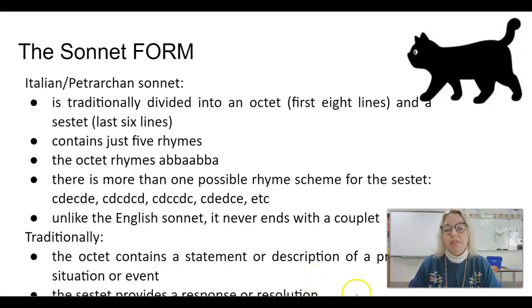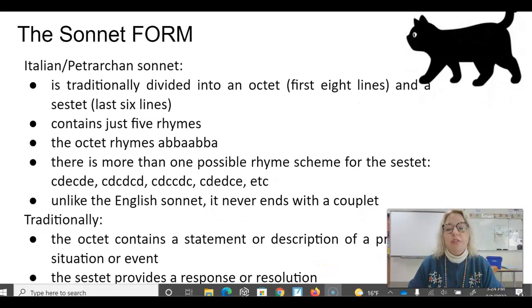All right, more on the sonnet form. There are 2 key different types of sonnets. One is Italian and one is English. So the Italian, also known as Petrarchan, is traditionally divided into an octet, which is the first 8 lines of the poem, and a sestet, the last 6 lines.